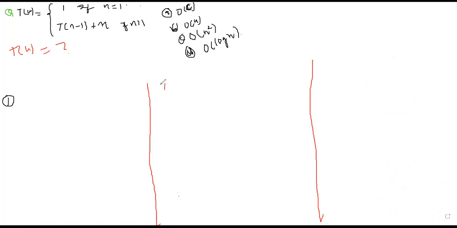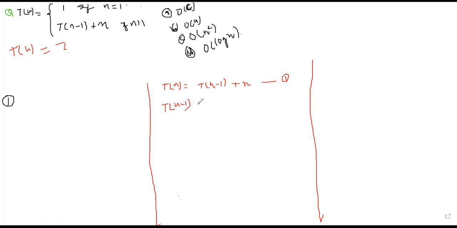Start solving. So what is given? T(n) is given in general. T(n) = T(n-1) + n. Okay, so this is my equation 1. Now what do I have to do? I have to substitute the value of T(n-1).